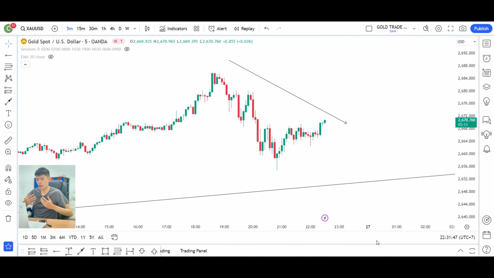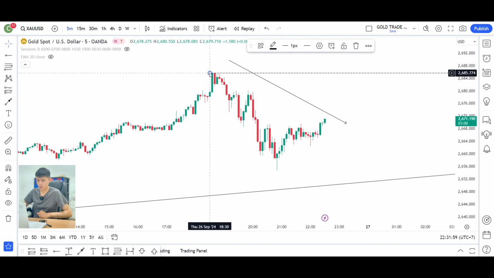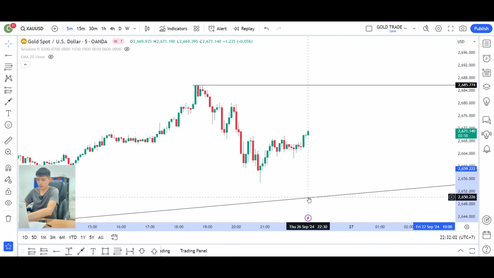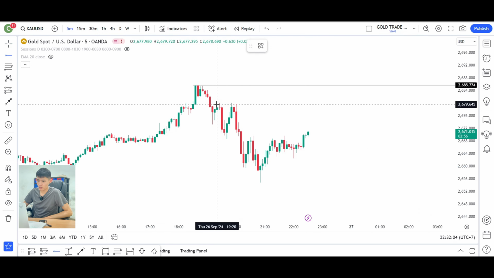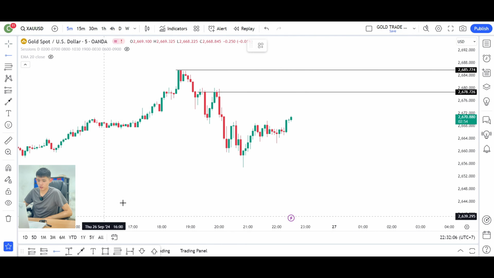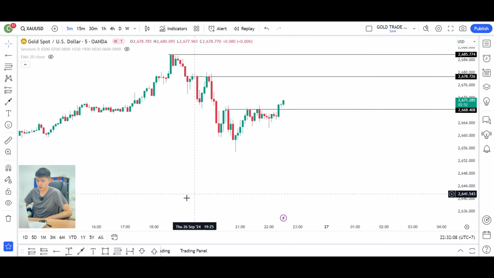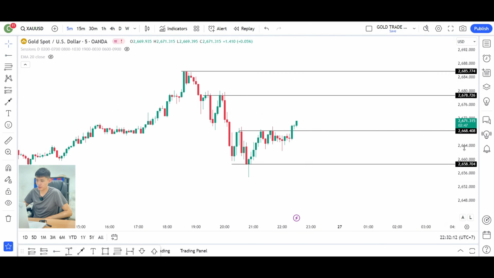So what I would be doing at this moment is that I will be putting my support and resistance on the chart, guys, which is my third trend confirmation here. So resistance here. I'm just gonna delete this one here, another resistance here, and then resistance here, and then my support line here. Okay, see that, guys?